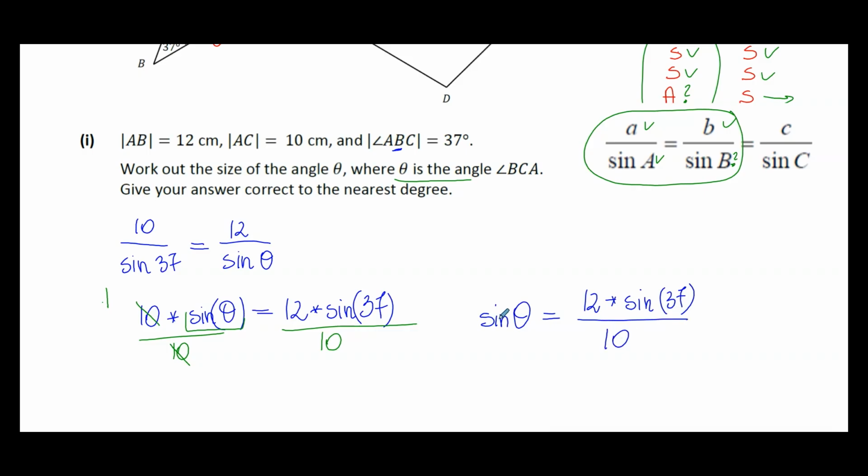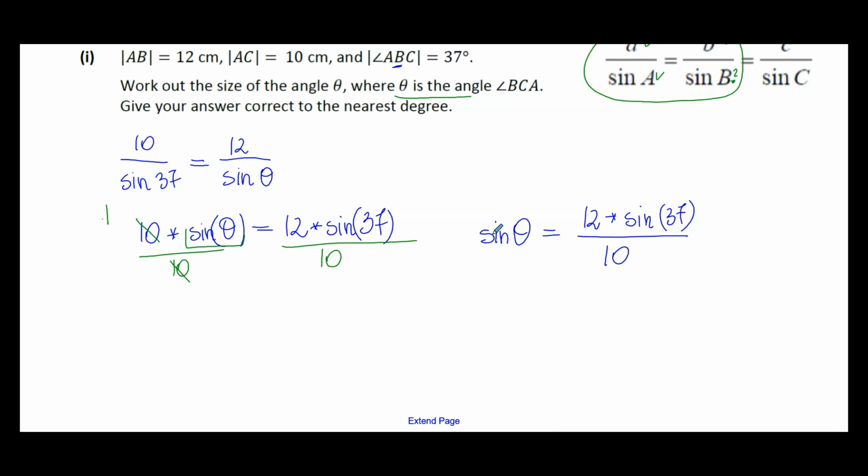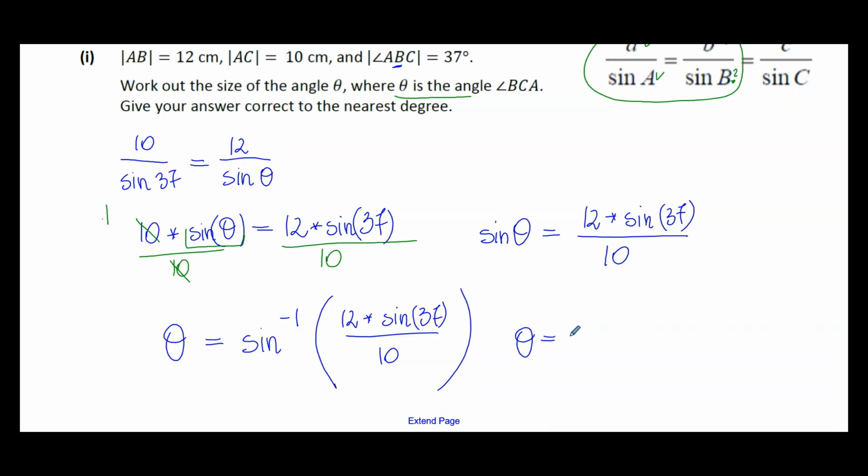Last thing to eliminate is that sin. How do we eliminate sin? We take it to the other side and it becomes inverse. What that means is taken to the power -1 and then followed by our number. I know it looks complex, but not really. We put all of that in our calculator, we press equal, and we get that the value of theta to the nearest degree is 46.